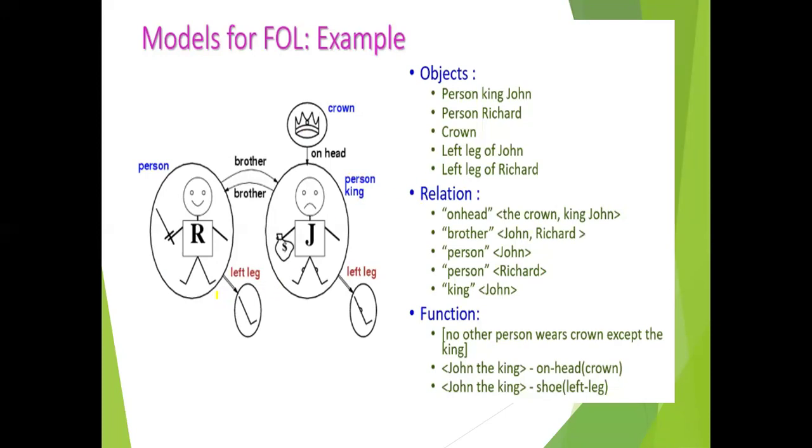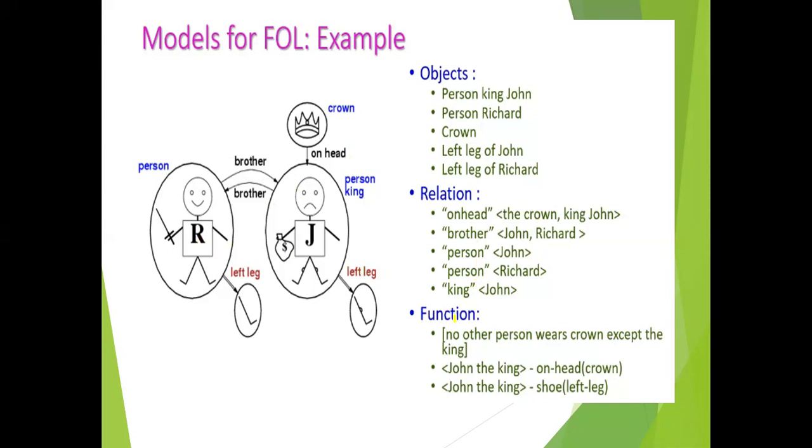L represents the left legs of both John and Richard. So what are the relations? Here are given relations, or you can say predicates. On head. So the one with the crown on head will be called the king. Both are brothers. So John and Richard are brothers and both individuals will be called a person, and whose king? John is king. So these are the relations.